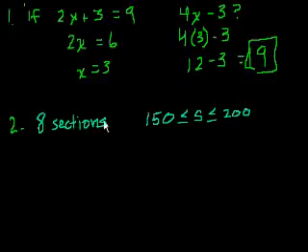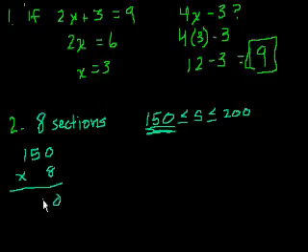Before I even look at the choices, you just have to figure out, well, what's the minimum number of seats in this auditorium? Well, the minimum number is if every section only has 150 seats, right? So the minimum number is 8 times 150: 8 sections, each of them having 150 seats. Because this is the case in which every section has the smallest number of seats. So 150 times 8, 0, 40.